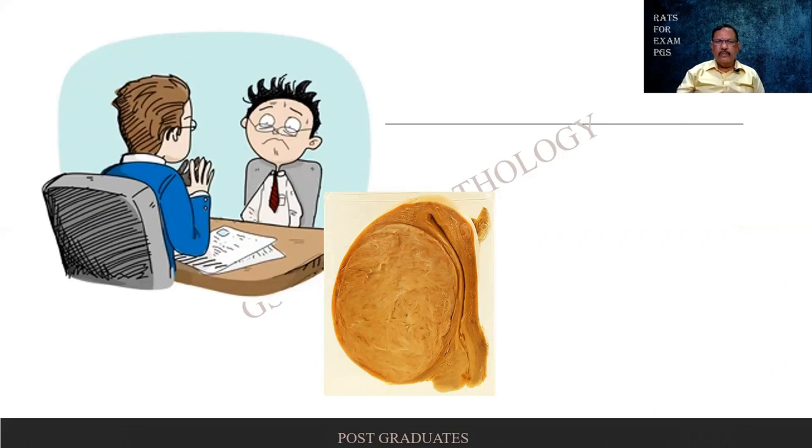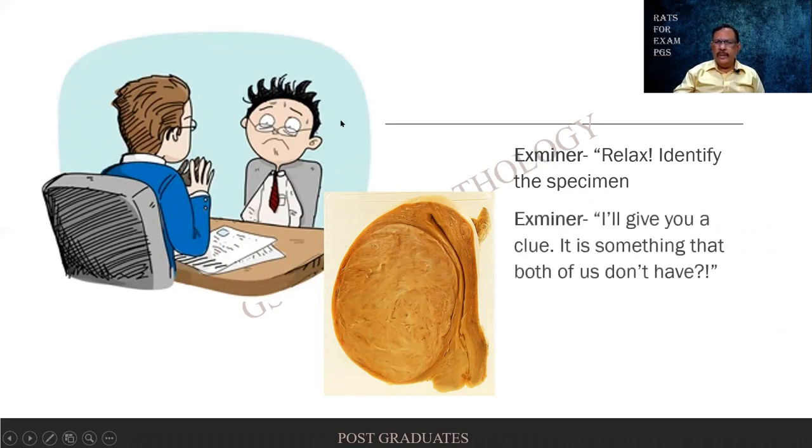Also, please remember that the examiners are quite compassionate and humane. This is one instance. Relax. "Please identify the specimen." The student, you can see the state of the student. He is blinking, he is threatened, his hair is thrown out of shape, and then the examiner continues. "I'll give you a clue. It is something that you and I do not have." And the student answers, "Brain."